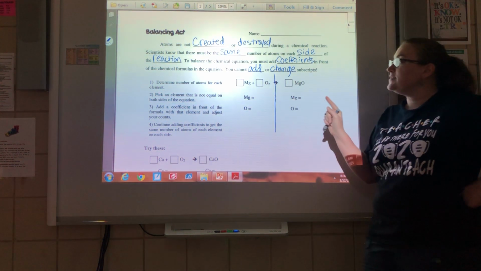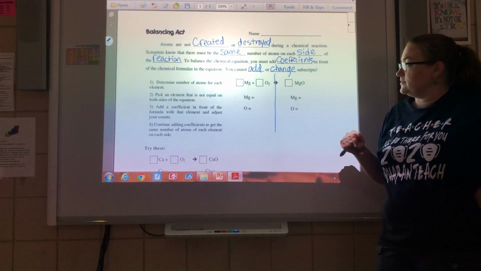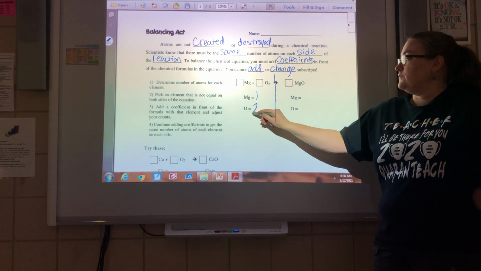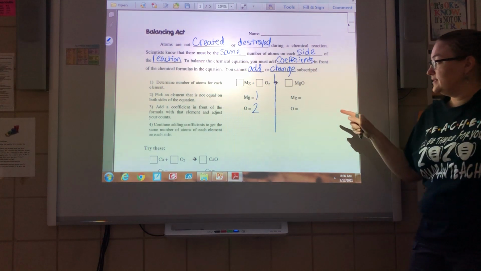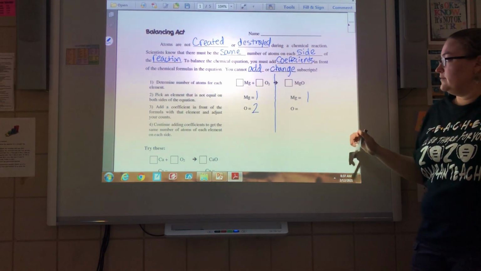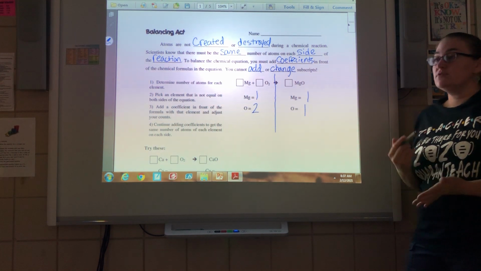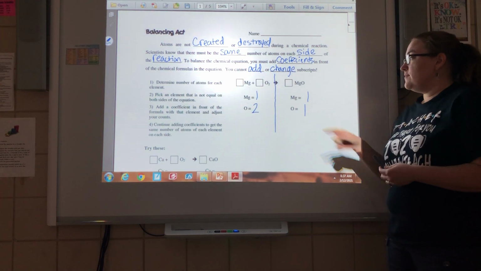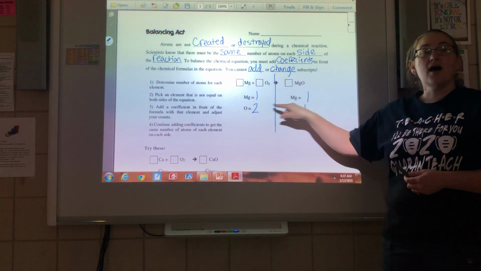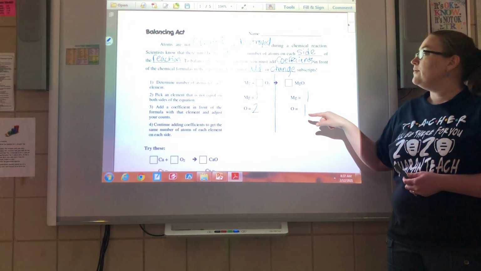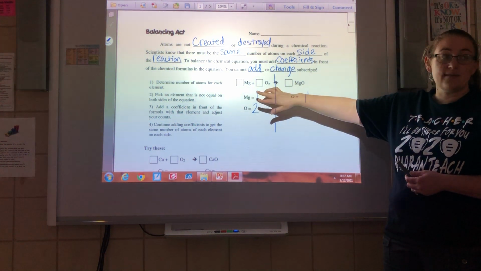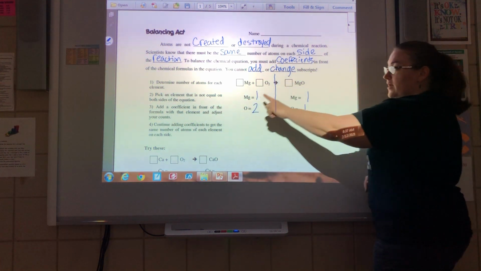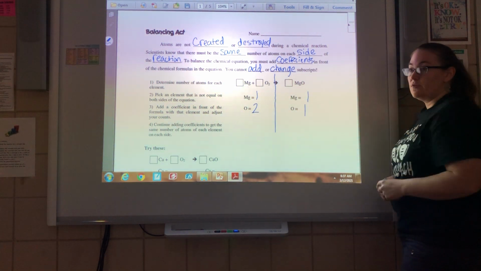All right, so how many magnesium do I have right now in the reactants? 1. And how many oxygen do I have? 1, 2. I have 2. Now how many magnesium on the right? 1. And how many oxygen on the right? 1. In order to say that my reaction is balanced, the magnesiums have to all be the same and the oxygens have to be the same. The magnesium on the left has to be the same as the magnesium on the right. Oxygen on the left has to be the same as oxygen on the right.